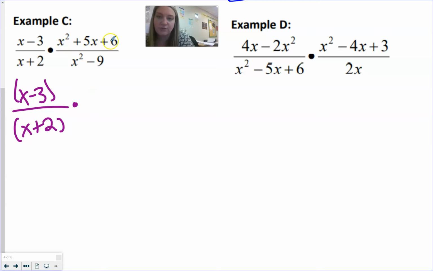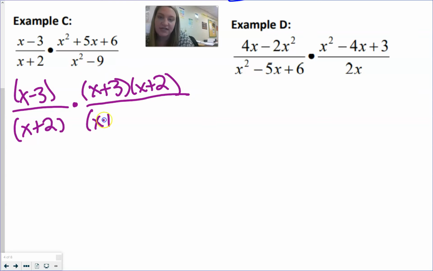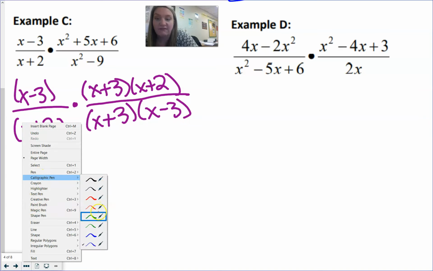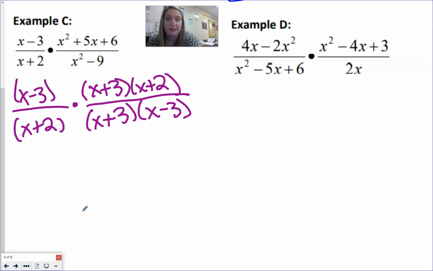I can factor this numerator. Multiplies to give me 6, adds to give me 5. That's going to be a +3 and a +2. And then my difference of squares down here, two perfect squares. So the conjugates with square roots, that's going to be x and 3. So simplify everything, factor everything. Then start canceling out common factors. So anything that's in the same parenthesis.